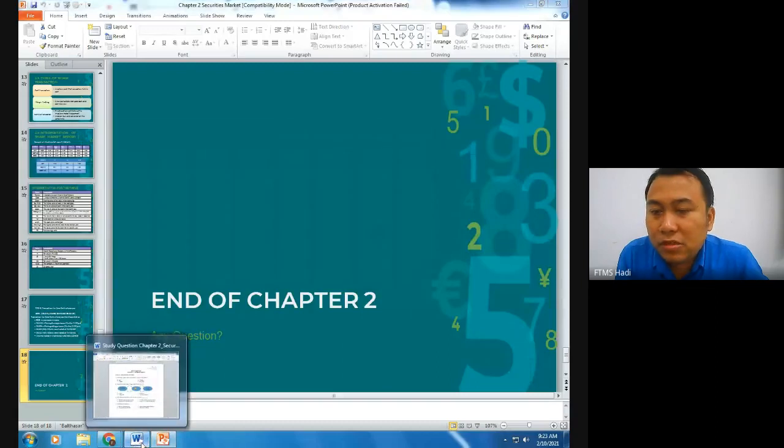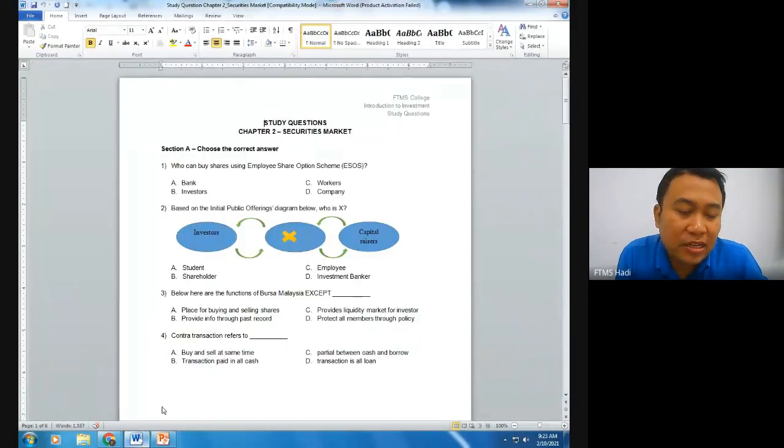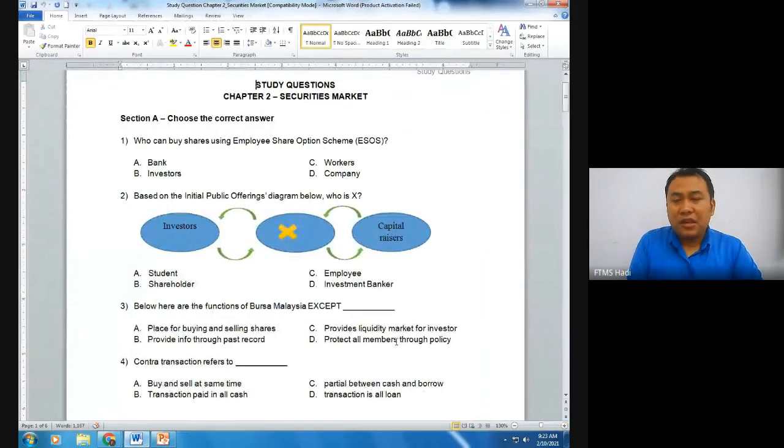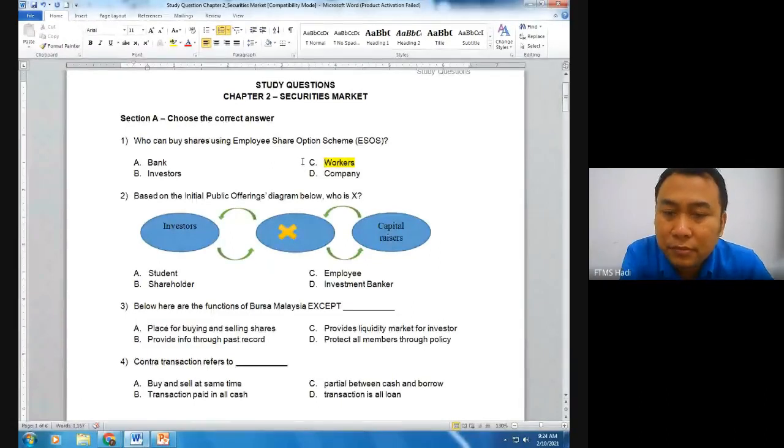Okay, let's go for this one. But before that, we are going for session A first. I'm giving the answers for you. The first one, who can buy shares using employee share option scheme? The keyword here is employee. The closest one that refers to employee is not bank, not investor, not company, but workers. Only workers can purchase employee share option scheme. So that is the first question.